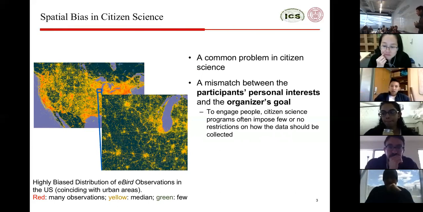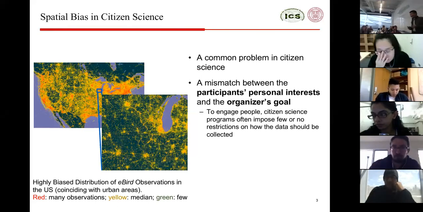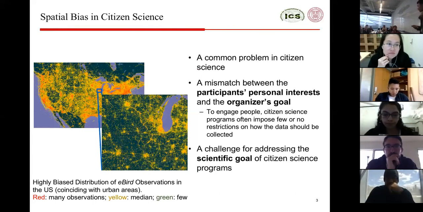It actually comes from a mismatch between the participants' personal interests and the organizers' goal. To engage people, citizen science programs such as eBird impose few or no restrictions about when and where and how the data should be collected. As a result, most of the data are collected in urban areas. This corresponds to those convenience locations that people often visit, or those interesting locations such as state parks, national parks, and so on. This at a high level creates a very biased data collection profile, and it creates a challenge in terms of addressing the scientific goal of citizen science programs such as eBird.